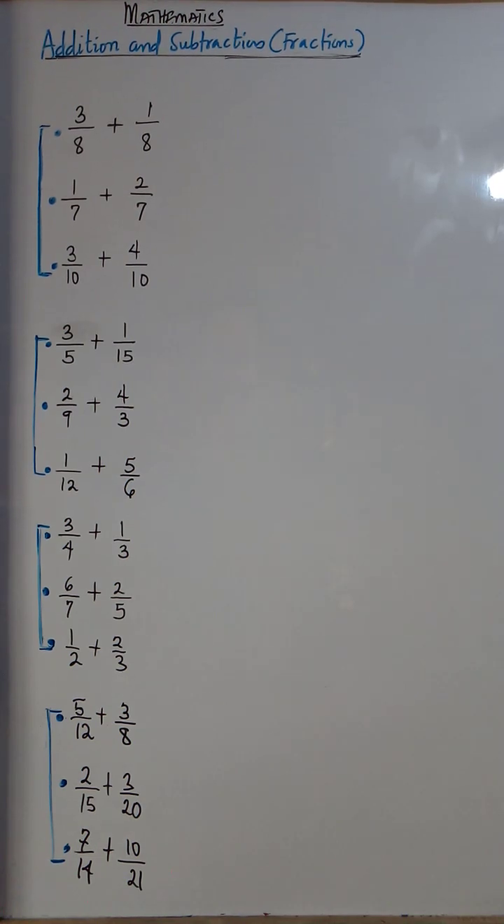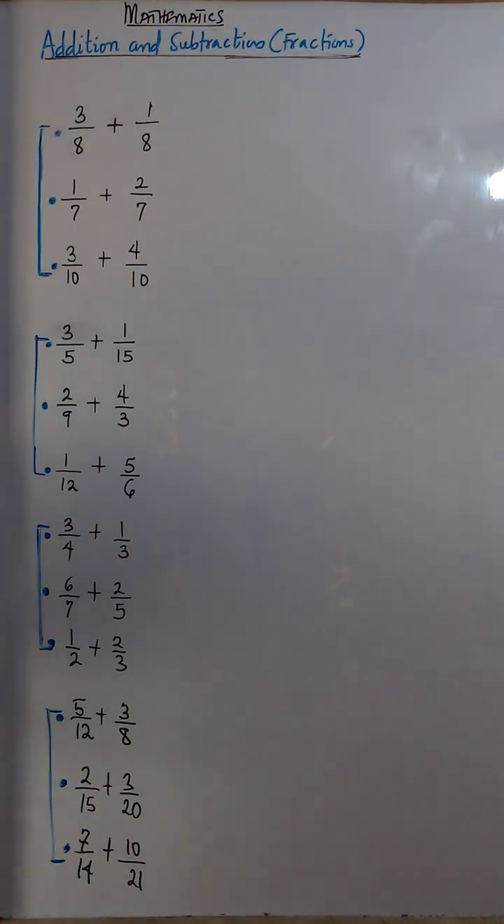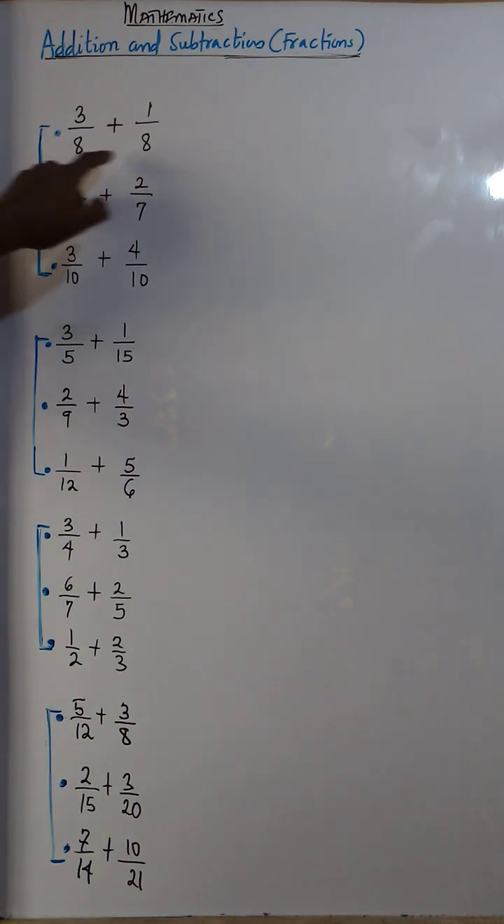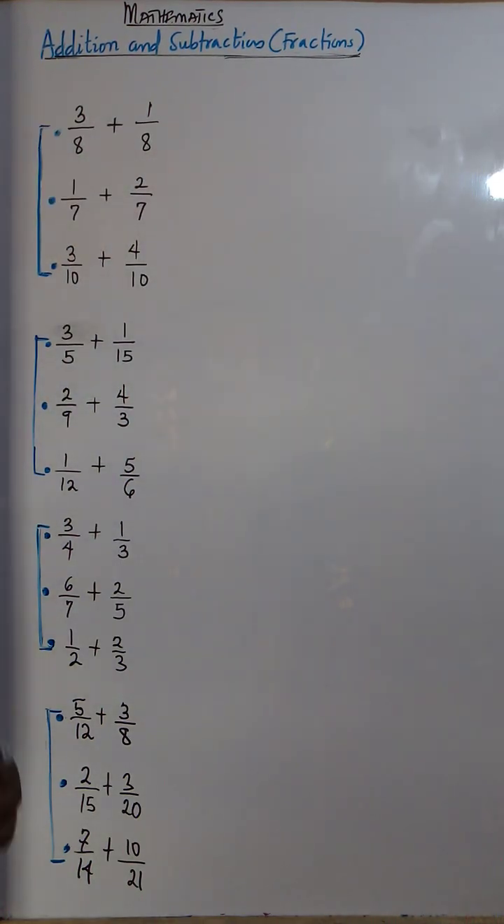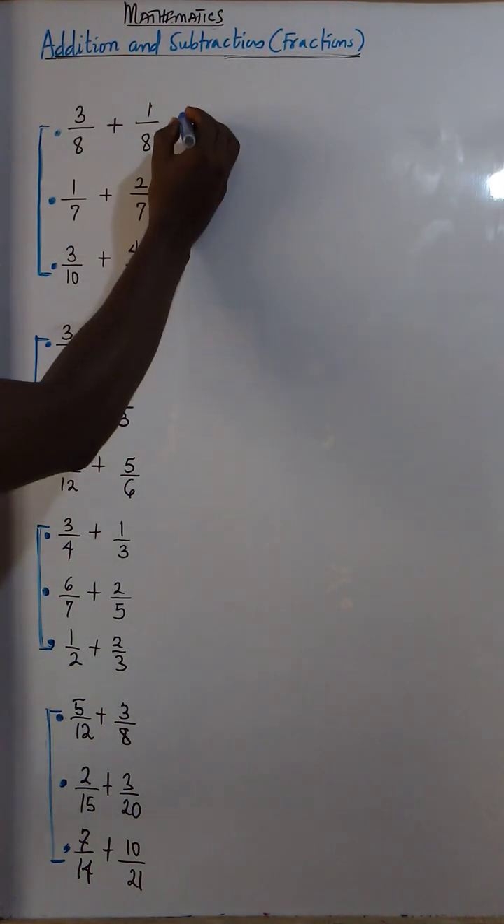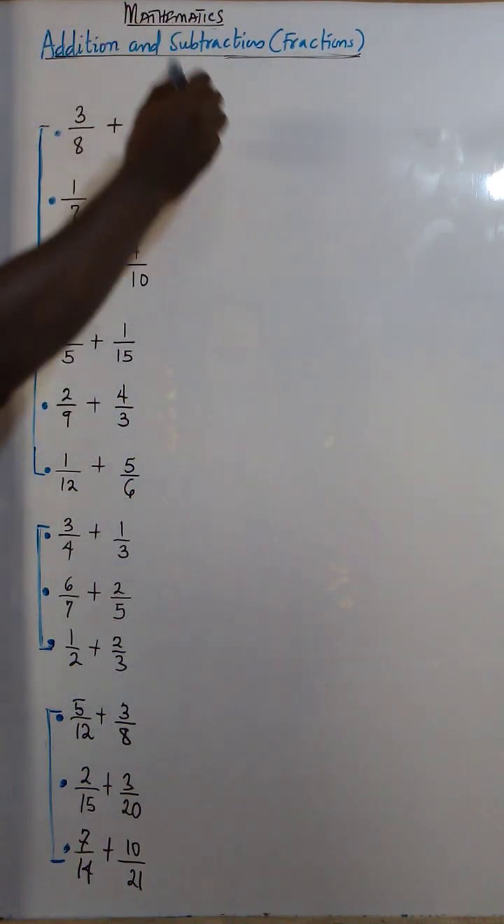Still on fractions. So how do we add fractions? When fractions have the same denominator, the answer is very simple. We simply add the numerators. 3 plus 1 is 4. So the answer is 4.